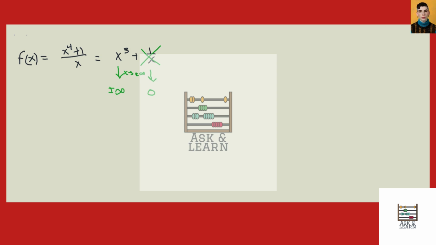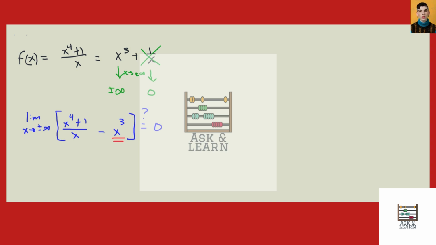So what we want to show is that the limit as x approaches plus or minus infinity of x to the fourth plus 1 over x minus x cubed is equal to 0. We want to just show this, because if this is the case, then we know that the end behavior for our function f of x really is x cubed. So let's go ahead and start with that.